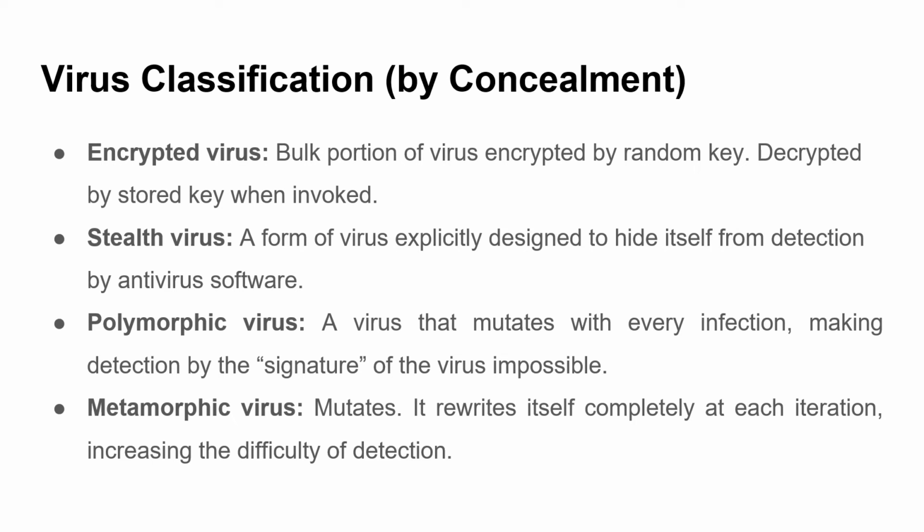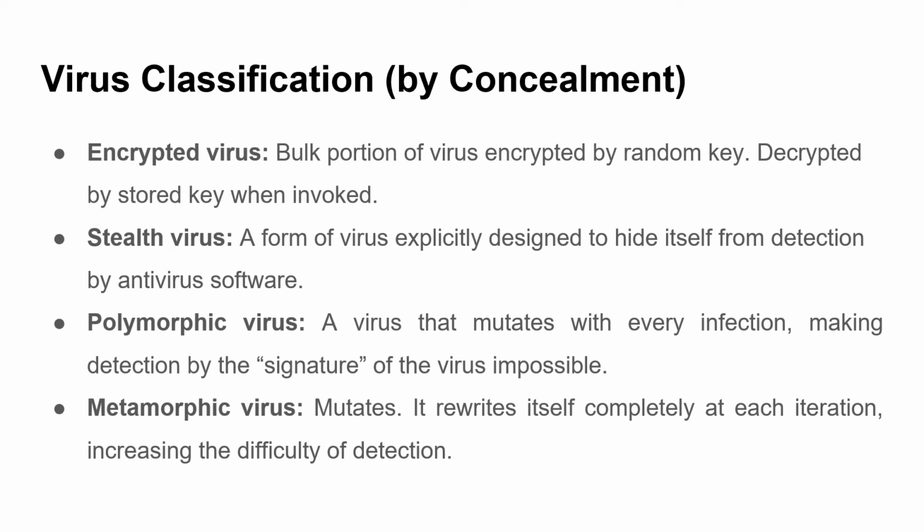And polymorphic virus, the third category. This polymorphic virus mutates with every infection. Polymorphic, as the name indicates, means multiple forms. So it is a virus that mutates with every infection, making detection by the signature of the virus impossible.